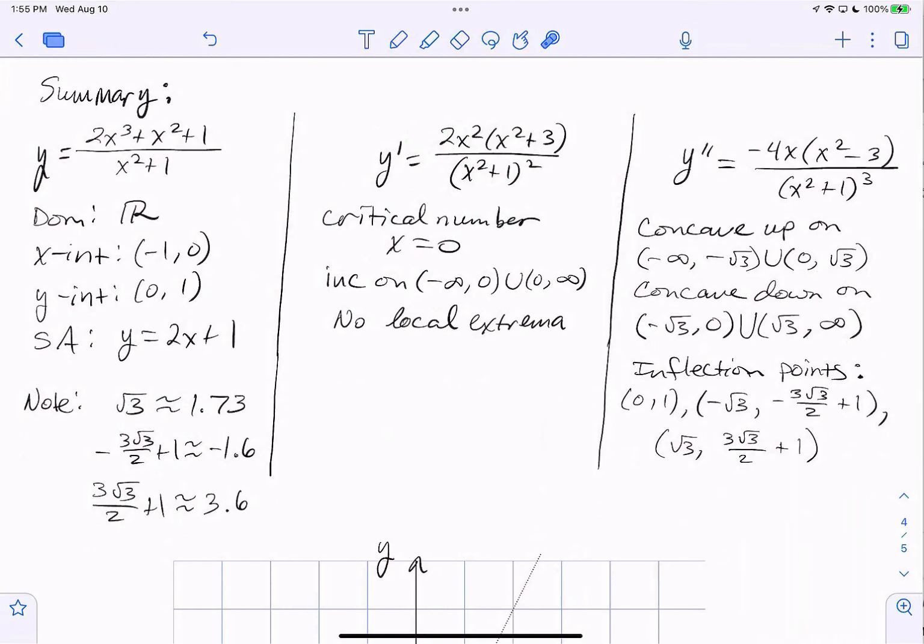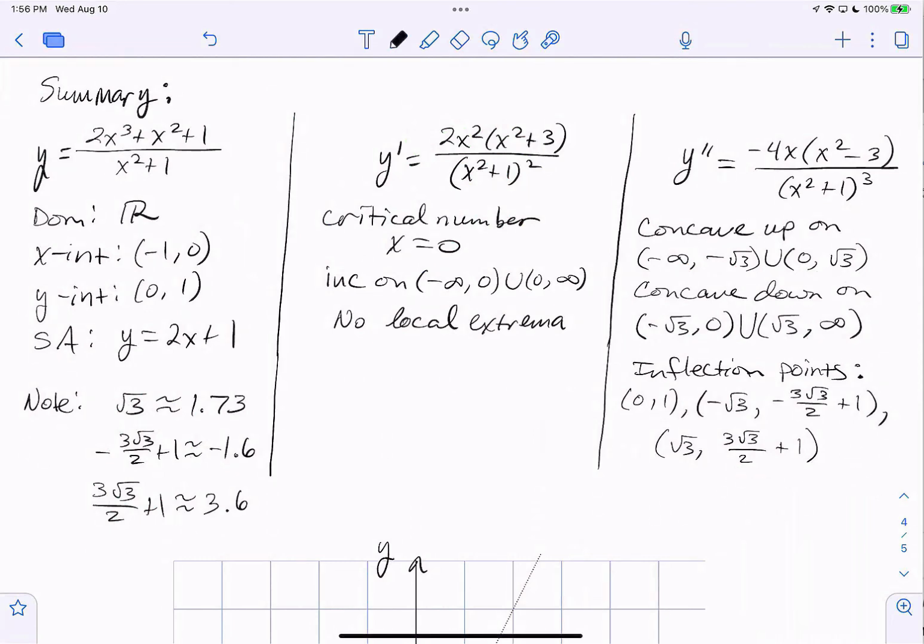And we have inflection points at 0, 1, negative square root of 3, comma, negative 3 root 3 over 2 plus 1, and square root of 3, comma, 3 root 3 over 2 plus 1.